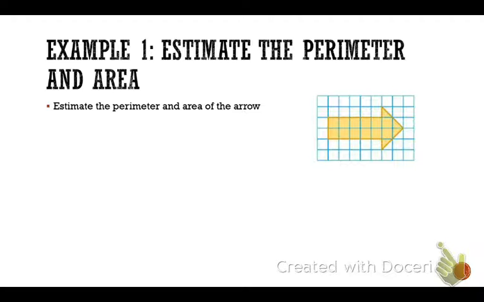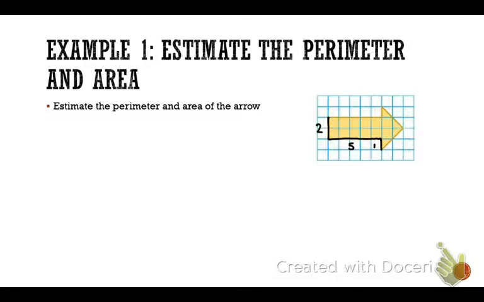So in example 1, I'm estimating the perimeter and the area, and I do that by using units. So each block is going to be a unit. All right, so the first thing I'm going to do is I'm going to count the whole blocks. I'm just going to kind of trace on here to show you what I'm counting first. Now with perimeter, remember that's the distance around. So I have 2 blocks over here. I have 1, 2, 3, 4, 5 blocks here. I have 1 block here.